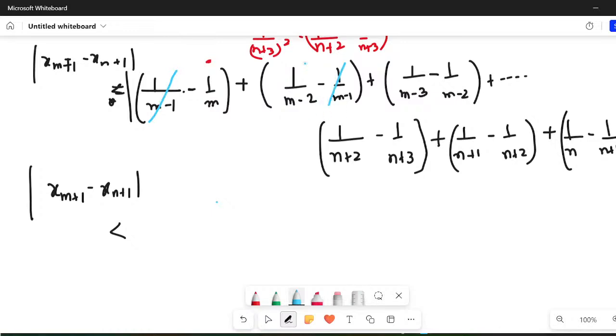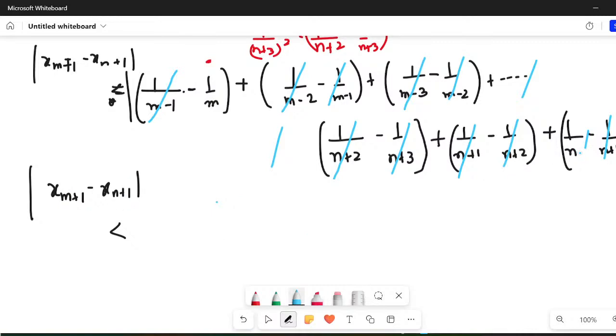In any bracket, the former part is being cut by the next bracket's latter part. This is latter, so it will find a former here. This particular former part will find a latter here, but the problem is with this 1 upon n, it cannot find a latter part. So that is why I actually took x_{m+1} minus x_{n+1}.